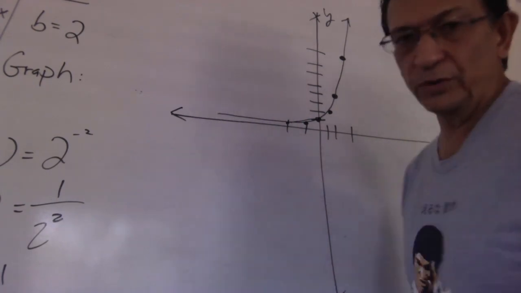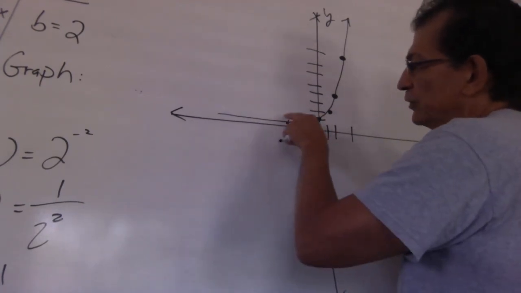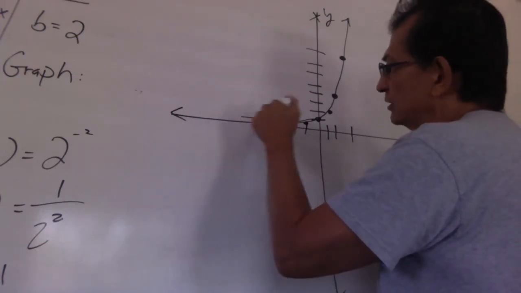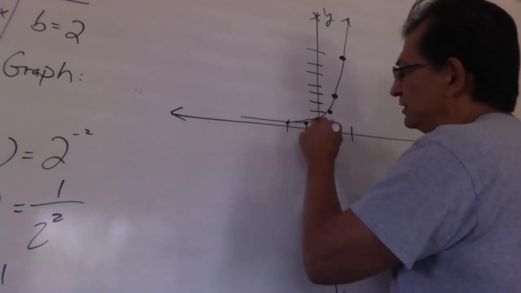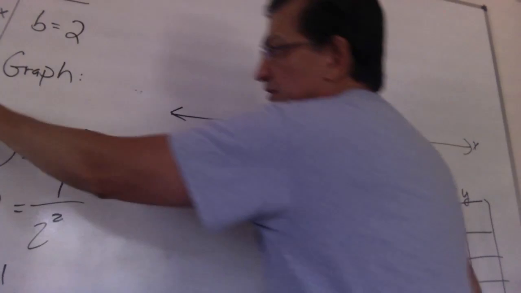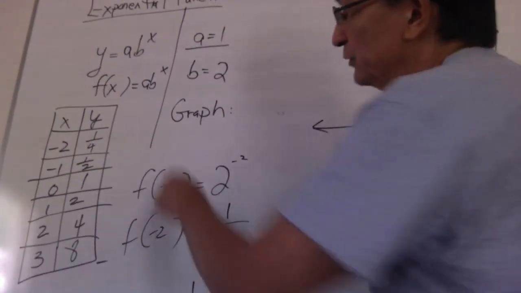Now an important concept to remember is that we're going to half, a half, a half. We're always going to end up with a fraction. So we're getting closer and closer to 0 here on the x-axis, but we're never going to get there, because on this graph I'm always going to end up with a fraction.